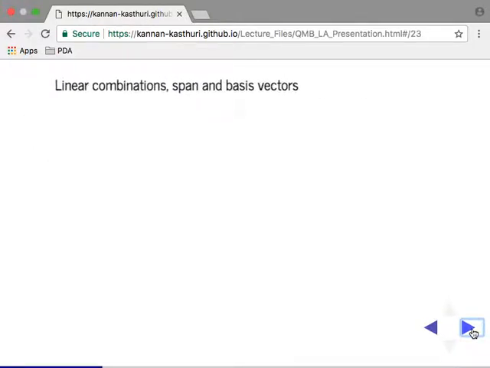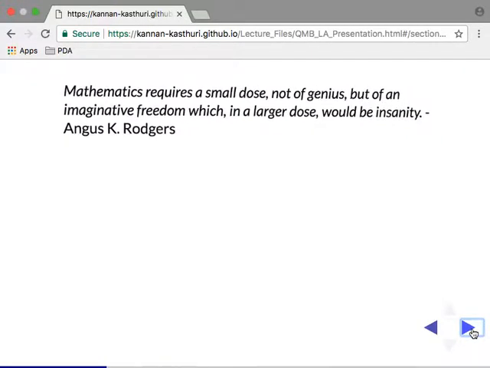But these are the fundamental technical definition of a vector, although geometrically it makes sense, right? Linear combinations, span and basis vectors. So have you studied linear combinations? Linear combinations, let's do that.